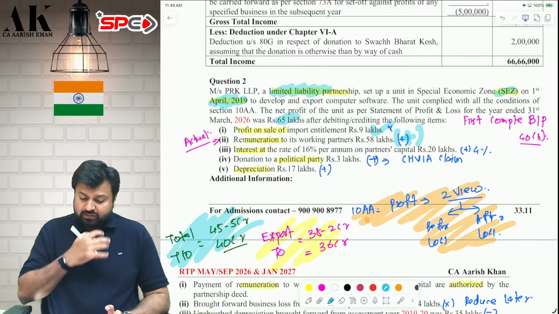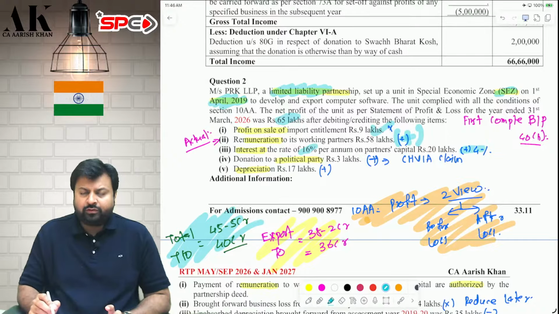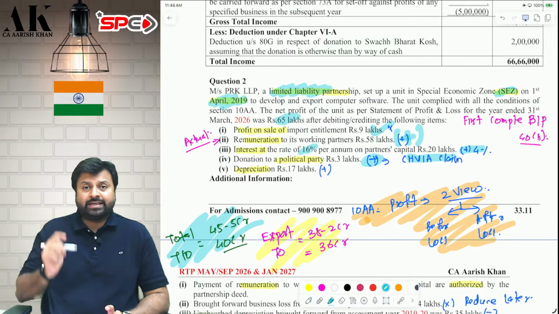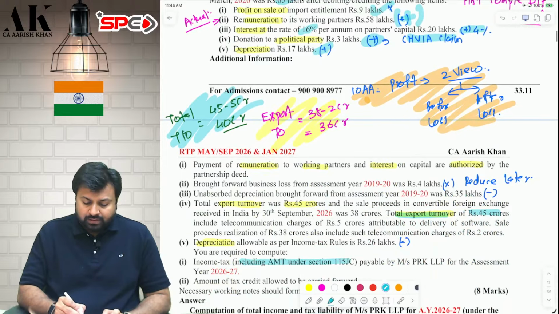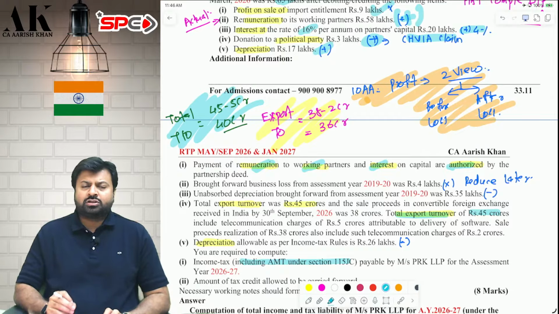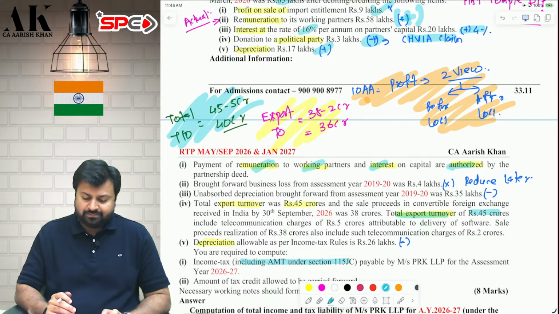This is actual remuneration. Interest 16% not allowed, only 12% allowed, add back 4%. Donation to political party, add back now, claim as a deduction later on under chapter 6A. Depreciation as per books of accounts, add back. Then remuneration to partners and interest are authorized. It's very important. If you want to claim deduction of remuneration and interest, it should be authorized by deed.